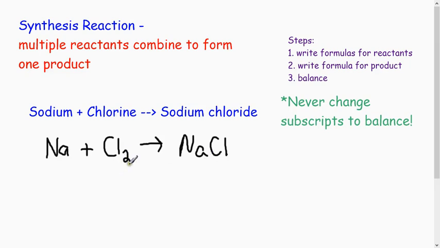However, there's 2 chlorines on the left and only 1 on the right. So I need to put a coefficient of 2 in front of the NaCl to balance the chlorine. So I've got 2 on the left and 2 on the right now. But now I have 2 sodiums on the right-hand side, so I need to put a 2 in front of the sodium to balance the sodium out also.